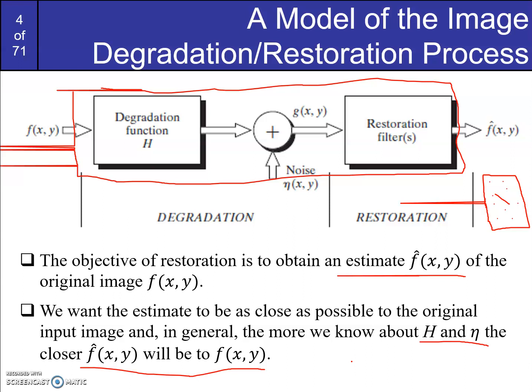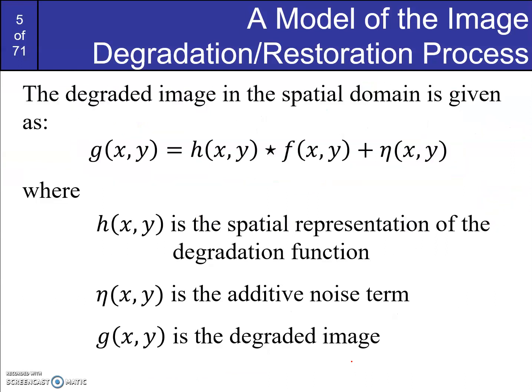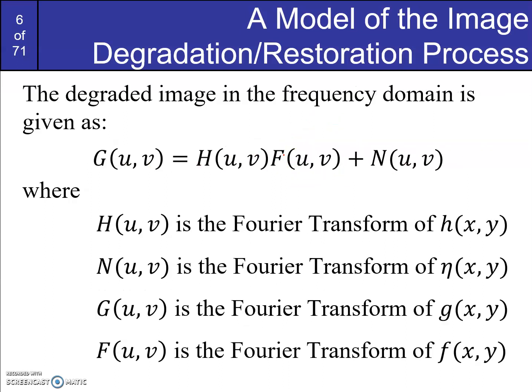So it's all about knowledge. The more knowledge you have about these two things, H and N, the more you will be able to bring f hat x comma y closer to f of x comma y, and with complete knowledge it is perfectly the same. But it's a bit difficult task because you only know the degraded image. If you know this, you'll definitely get this. This is simple mathematics, it's not rocket science, right?